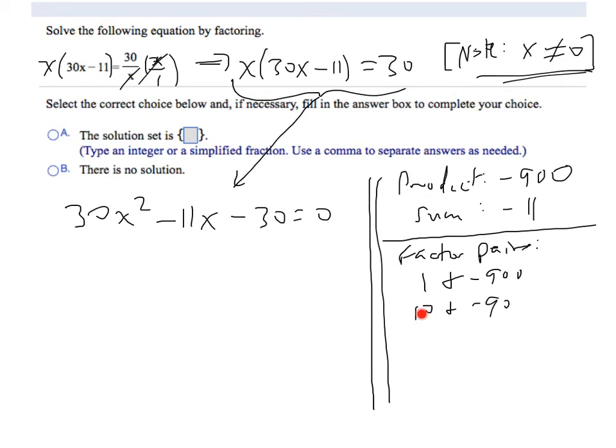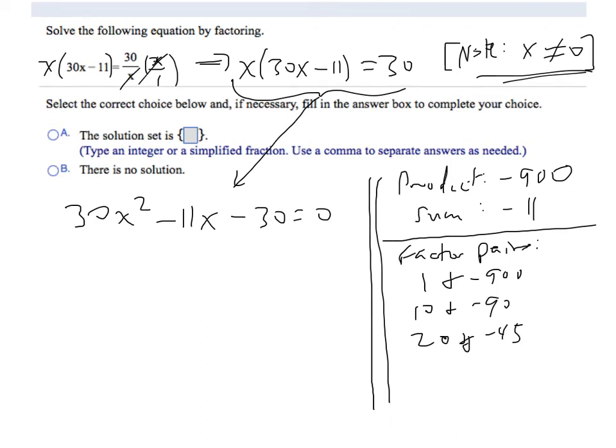And look at that. That sums up to negative 80, which is closer to negative 11 than negative 899 was, but it's still not all that close. And so I can jump ahead again. I could say, well, what about 20 and negative 45?